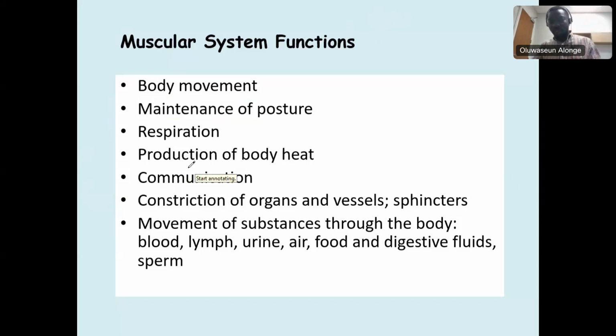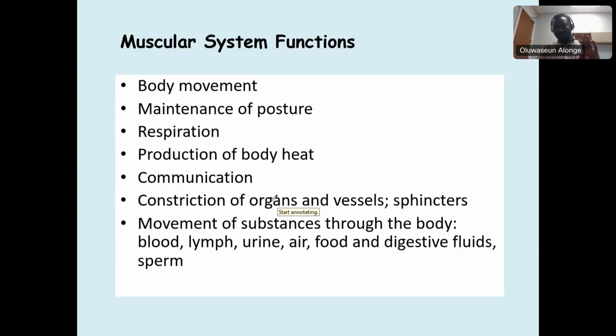Now we have body heat, our muscles generate body heat. Communication: as I'm talking now, muscles are involved in communication. You use facial muscles to communicate. We do signals, all of those. Constriction of organs: organs are opened by sphincters, right? So when you talk about the pyloric sphincter in the stomach, the cardiac sphincter in the stomach, the anal sphincter, all of those sphincters open by contraction and relaxation of muscles.